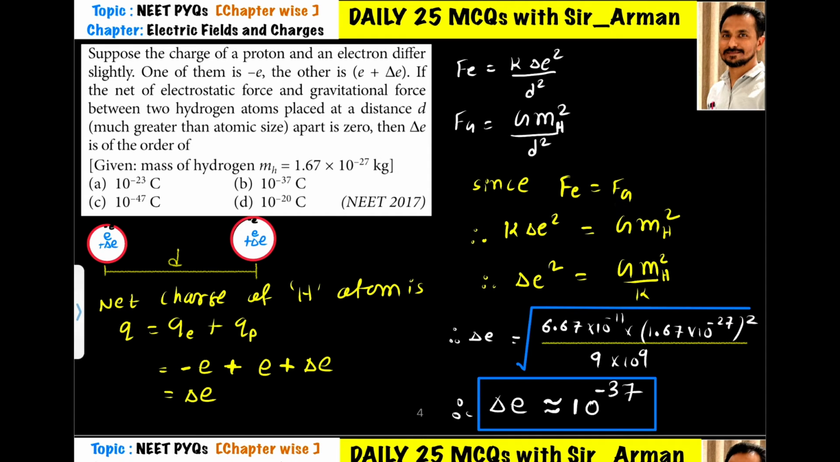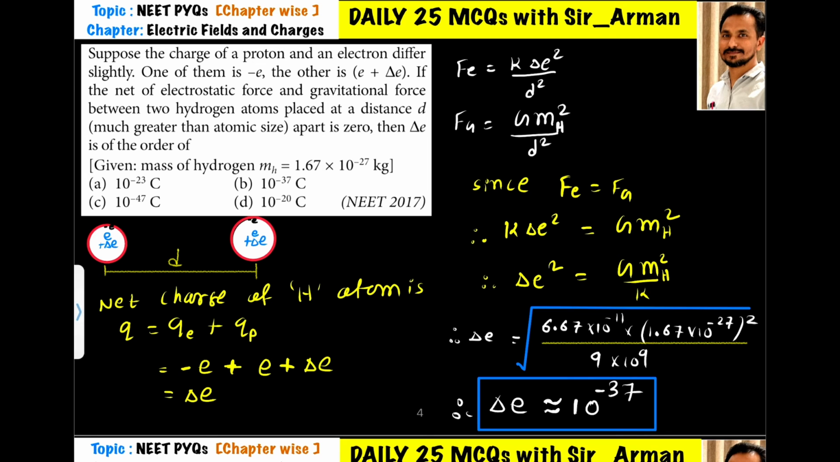The electrostatic force is k delta e square by d square, and the gravitational force is G mH square by d square. If you put them together, d square gets cancelled, so k delta e square equals G mH square. Making delta e the subject, delta e square equals G mH square by k. We put in the value of G, then the mass of the hydrogen atom, which is the mass of one proton, divided by the value of k.